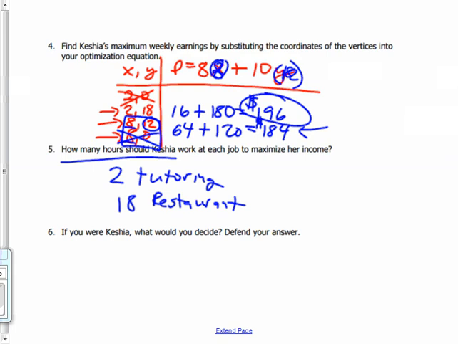And you'd probably rather do lots more hours of tutoring. So, it's still pretty close. Still a total of 20 hours, and it's not that far off in income. So, okay. If you were Kesha, what would you decide? Defend your answer. Well, that's obviously a judgment call.